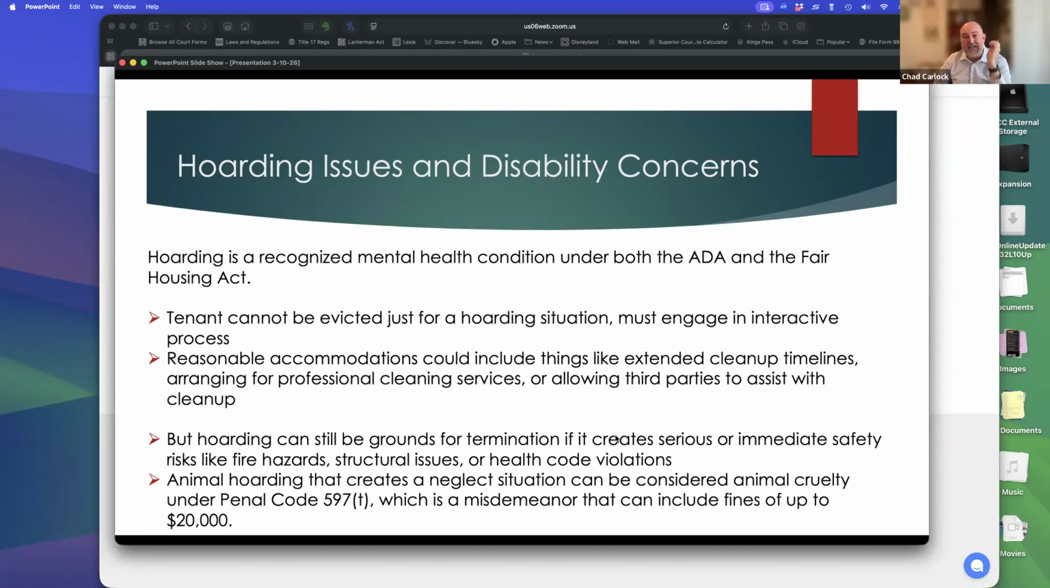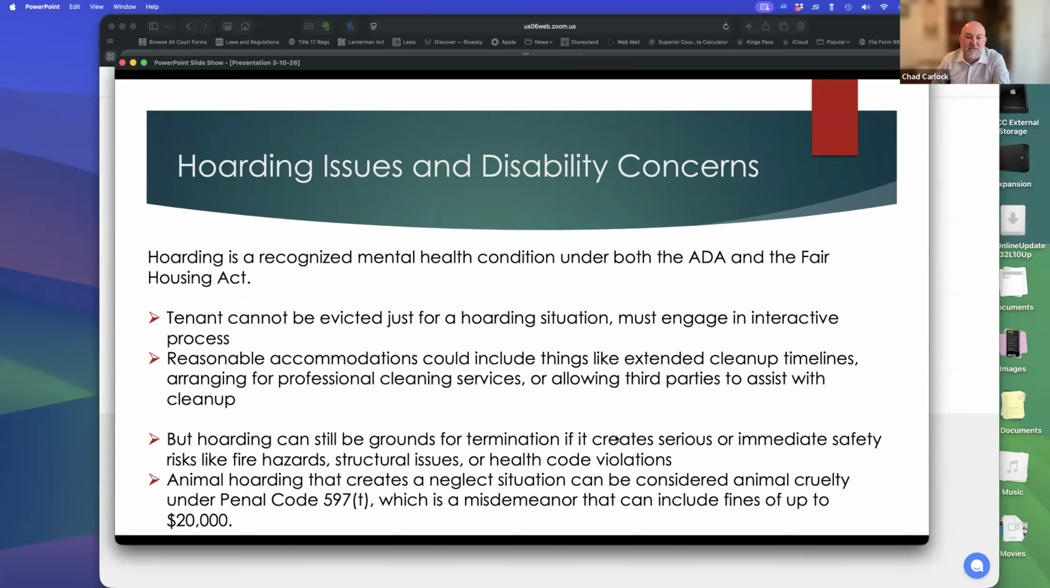Another disability concern that comes up sometimes in especially long-term tenancies, but not always, is hoarding issues. A lot of folks might not necessarily associate that with, well, what do I have to do and why do I have to accommodate that, if it's creating other issues for the property, for the health and safety of the people who live there. It is a recognized mental health condition under both federal and state law.